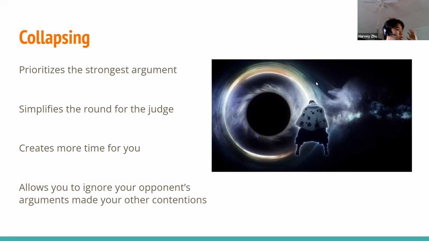And lastly, it allows you to ignore your opponent's arguments based on your other contentions. I'll go into this a bit further, but generically it just means that your other arguments that you're not going for, you basically just drop them. It doesn't really matter in this debate.